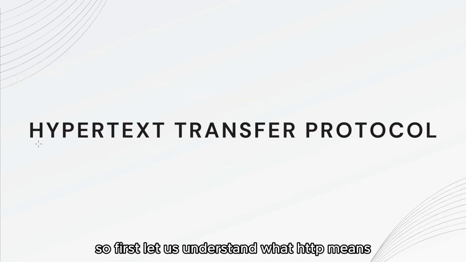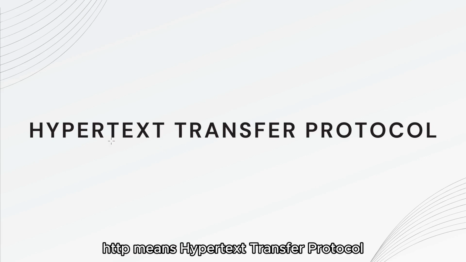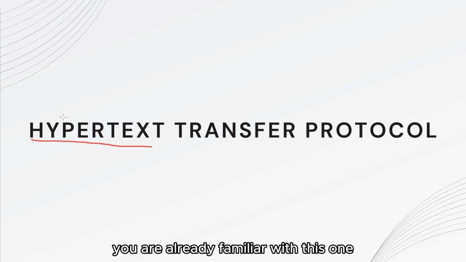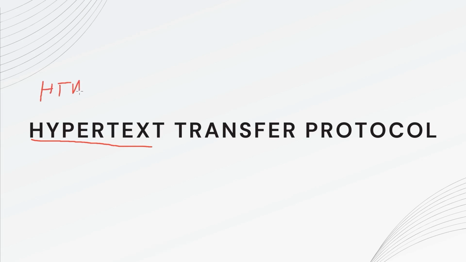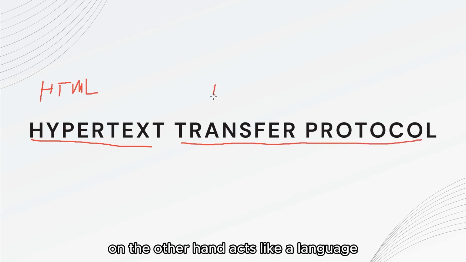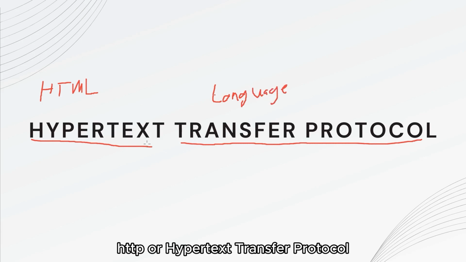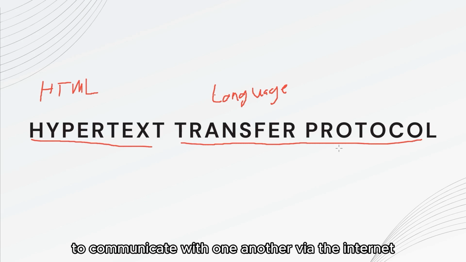So first, let us understand what HTTP means. Basically, HTTP means Hypertext Transfer Protocol. Hypertext, you are already familiar with, since this is related to the meaning of HTML. And transfer protocol, on the other hand, acts like a language. So therefore, we can say that HTTP, or Hypertext Transfer Protocol, is the language used by two computers to communicate with one another via the internet.